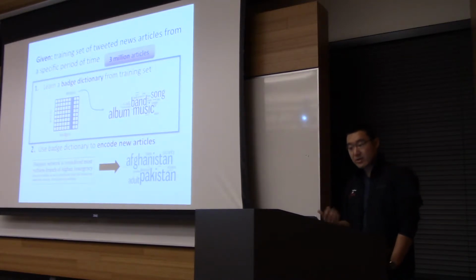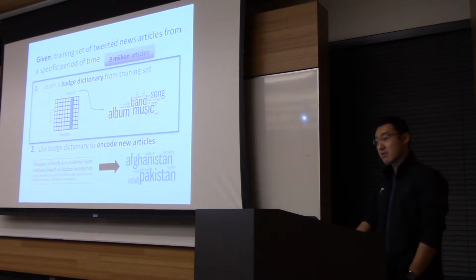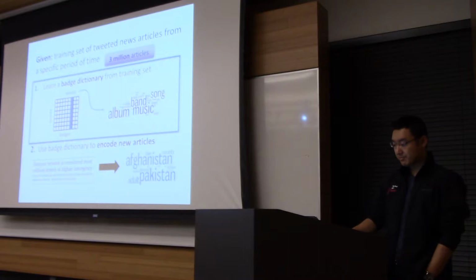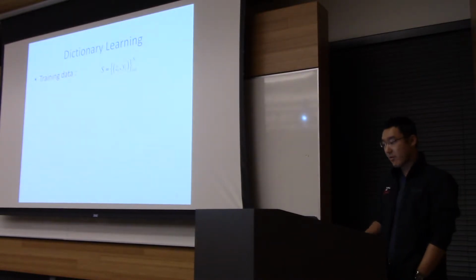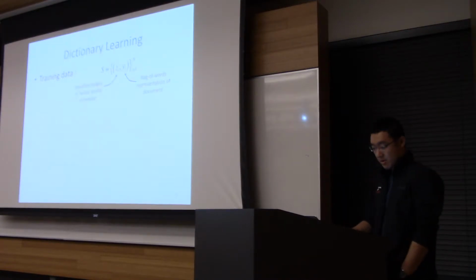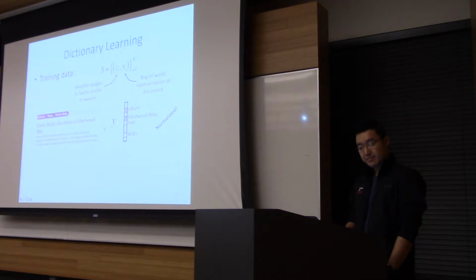And so, given a training set of tweeted news articles and given a set of users with self-identified badges who tweeted these articles, we want to learn a badge dictionary from the training set. That's step one. And so this is a form of dictionary learning. Dictionary learning is a form of representation learning. And so the training data is the badges of the Twitter profile that tweeted this article, and a bag of words representation of this article. The raw bag of words representation.